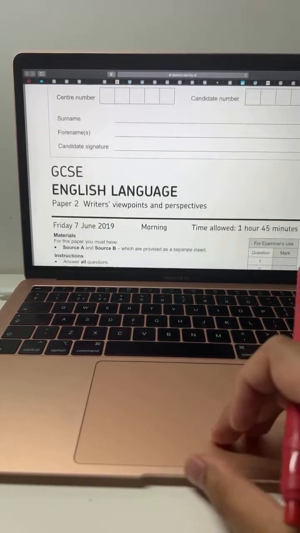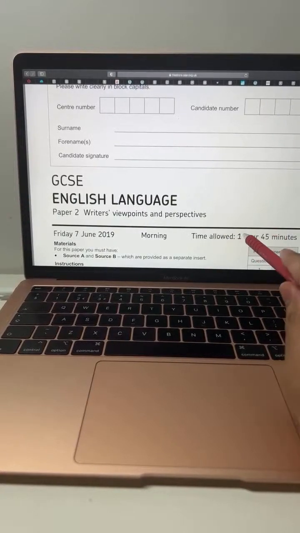So tomorrow's exam, again, it's 1 hour 45, but it's paper 2. So you'll have two sources. One will be a modern text, so from the 20th or 21st century, and the other will be a 19th century text. So you are going to be asked to compare the two.